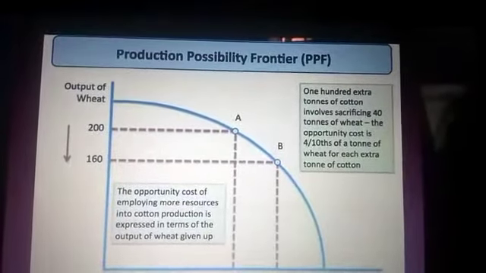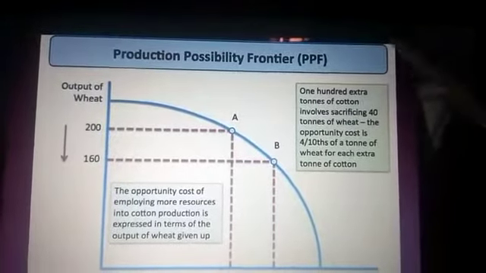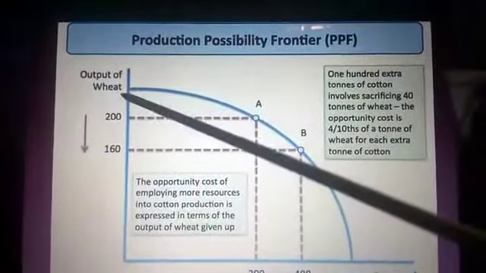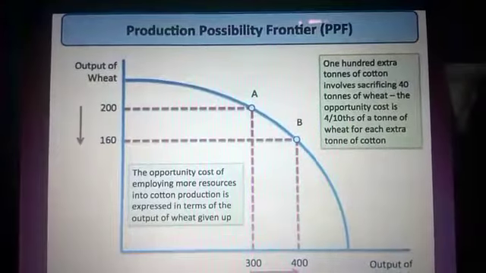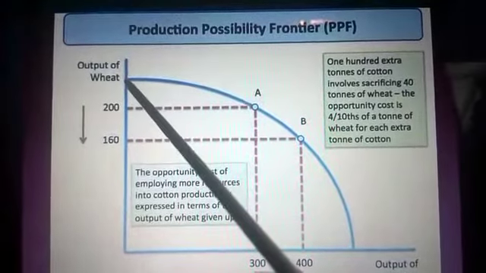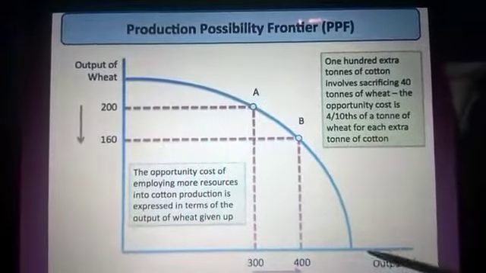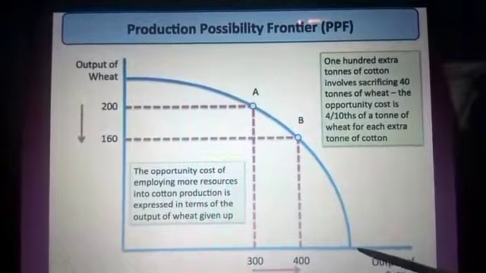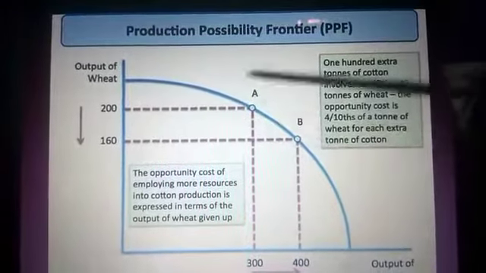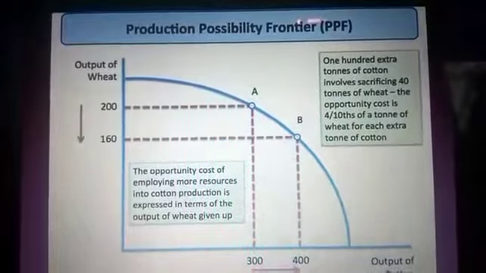This graph is not based on that table. Okay, but I'll explain to you using that table. One product in one axis, another product in another axis. This is the first combination where we are producing only one product. This is the last combination where we are producing only the second product. All the points in between have a combination of both the products.